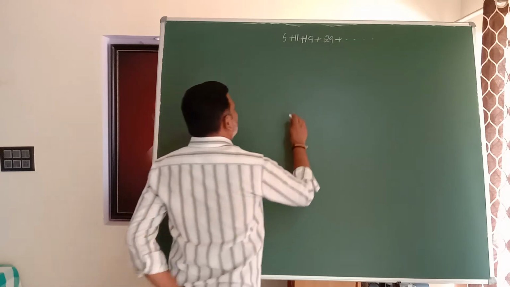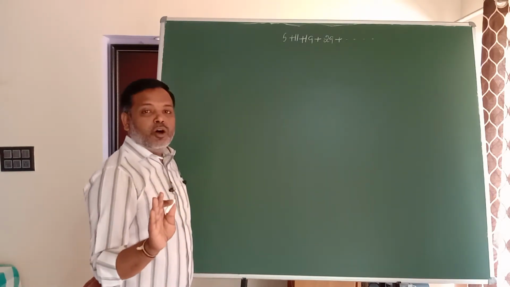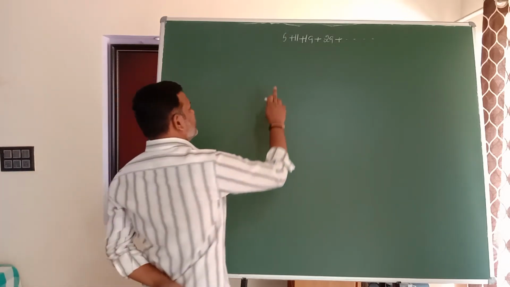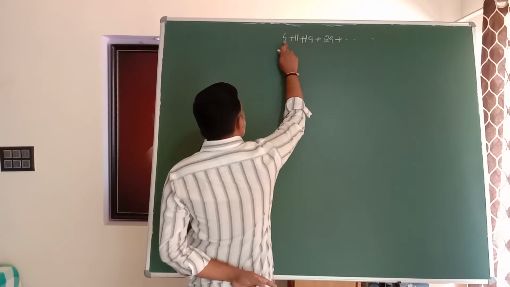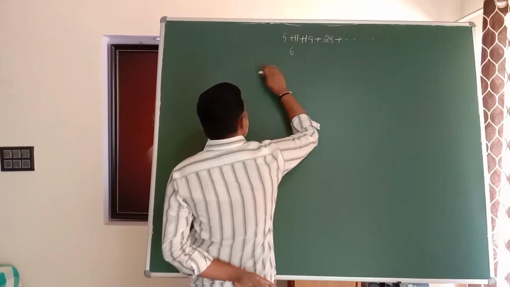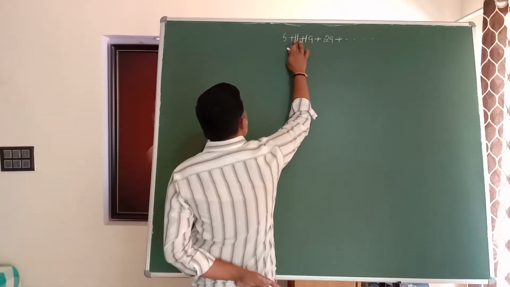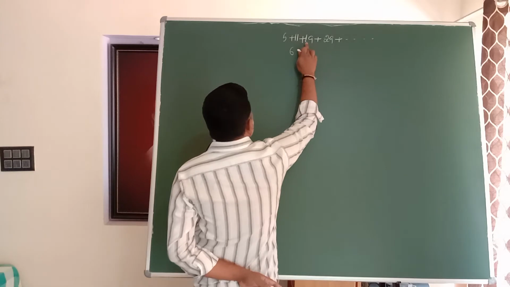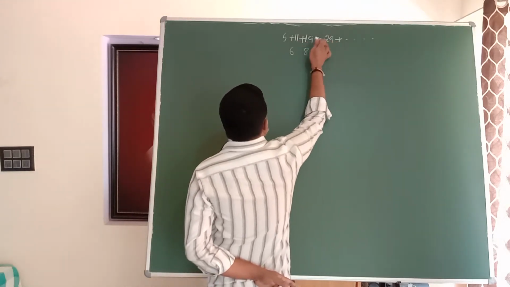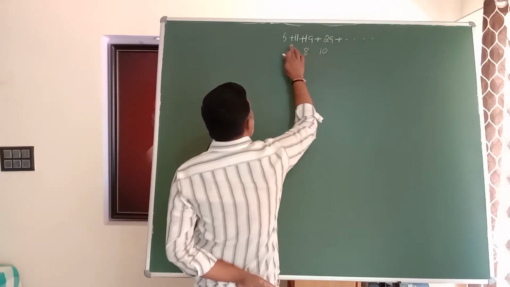First of all, check whether this series belongs to an arithmetic progression or a geometric progression. Look at this. The difference of 11 and 5 is 6. The difference of 19 and 11 is 8. The difference of 29 and 19 is 10. So here there is no common difference.